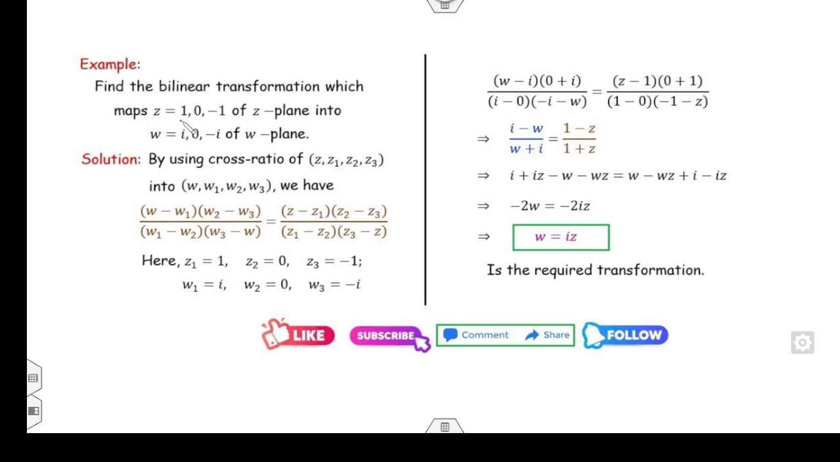And again you can check your answer. When you substitute Z is equal to 1, answer must be iota. When you substitute 0, answer will be 0. When you substitute minus 1, answer must be minus iota.